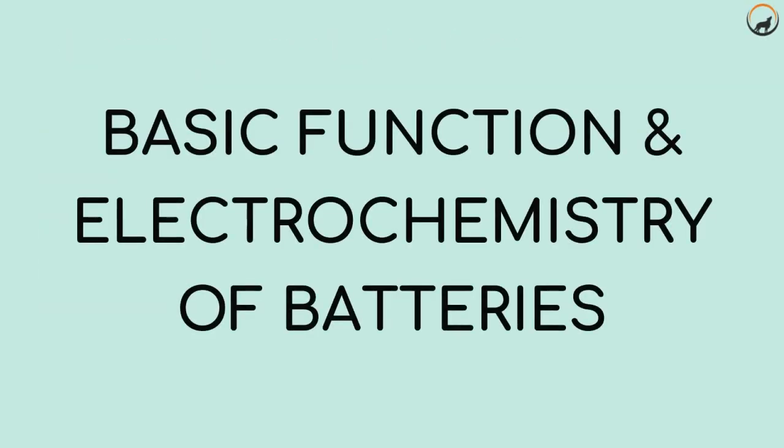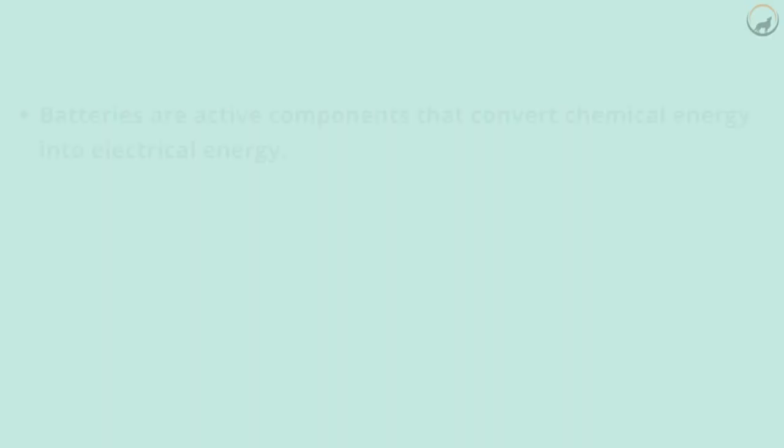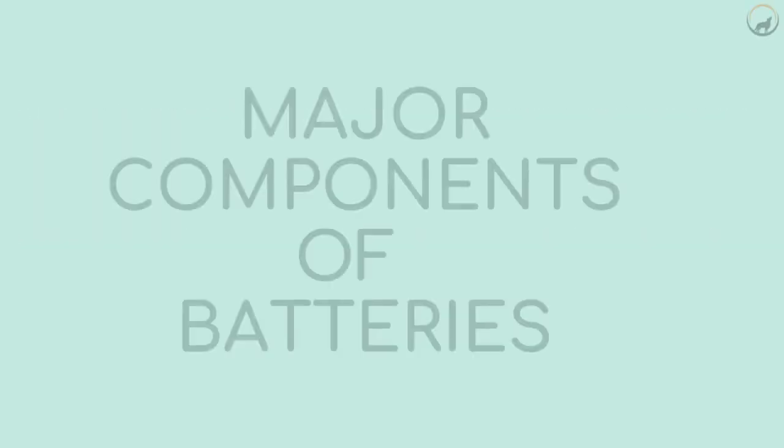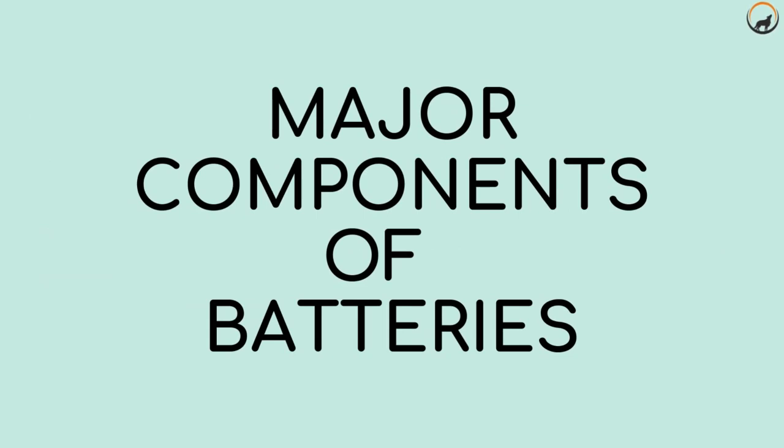Let's deep dive into the basic functions and electrochemistry of batteries. A battery converts chemical energy into electrical energy. The source of this energy is electrochemical reactions that occur within the battery. The type and amount of material participating in this reaction determine the deliverable energy of a battery. It's time to focus on battery technology.